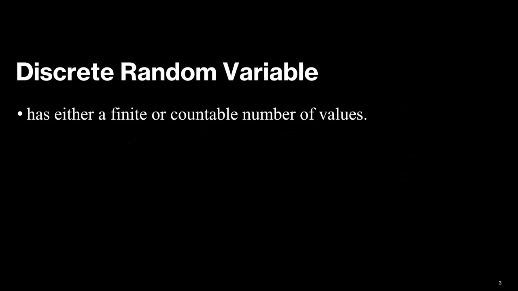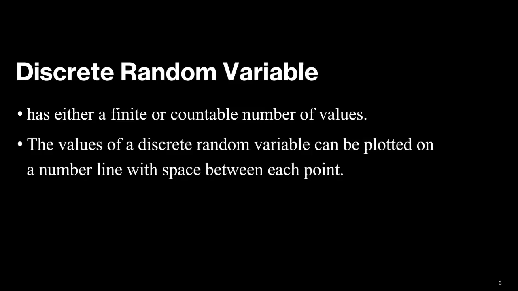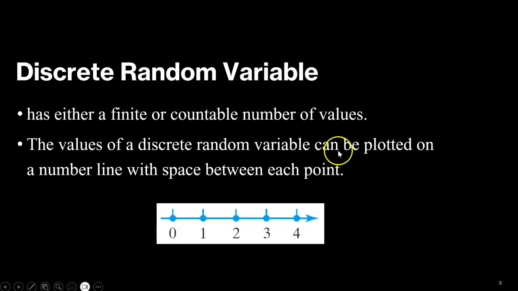Now, discrete random variables, those are random variables that have either a finite or countable number of values. That means the measured value that you're getting from the probability experiment can be counted, okay? The values of a discrete random variable can be plotted on a number line with space in between each point. So basically, it's only the countable numbers, 0, 1, 2, 3, 4, nothing in between those numbers, all right? That's what it means by space between each point.